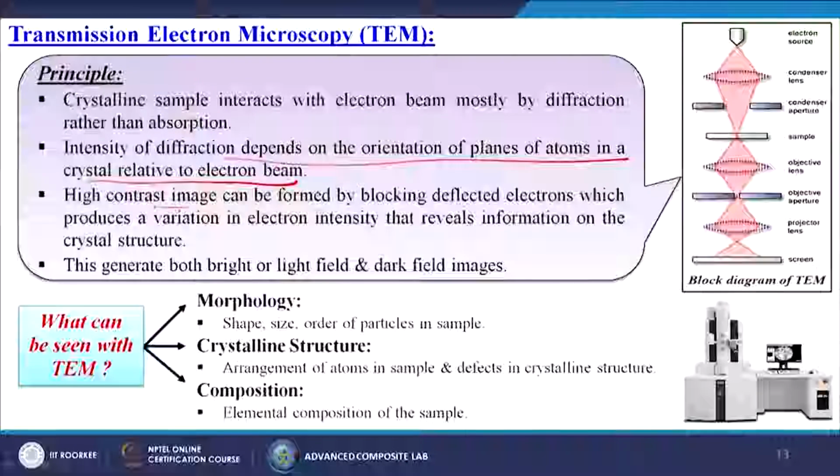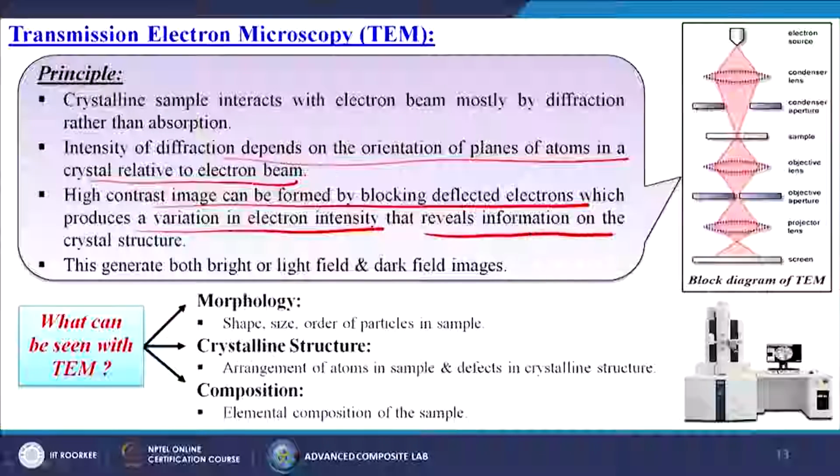A high contrast image can be formed by blocking deflected electrons, which produces a variation in electron intensity that reveals information on the crystal structure. These generate both bright field and dark field images. So, in this way we have the electron source, then the condenser lens, then the condenser aperture, then the sample we are keeping, through that we have the objective lens, then the objective aperture, then the projector lens, and then the screen on which we get the image.